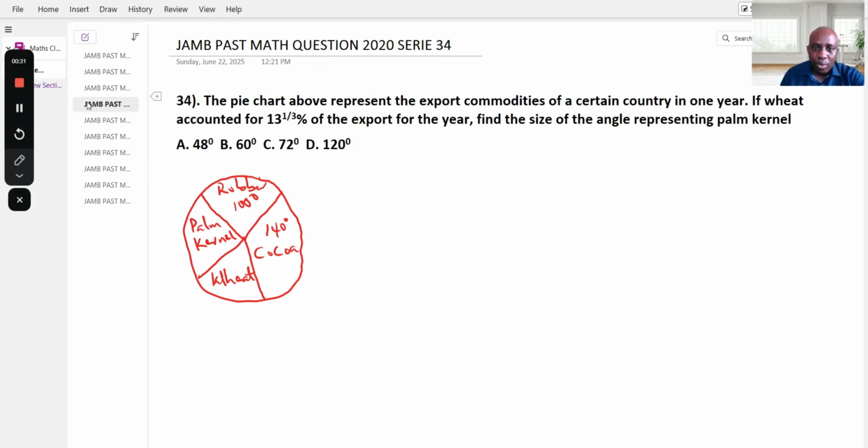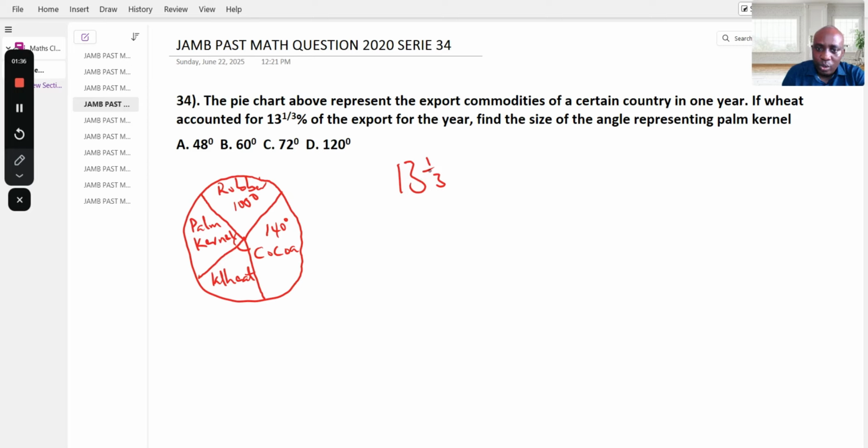The pie chart above represents the export commodity of a certain country in 1 year. If wheat accounted for 13 1 over 3 percent of the export for the year, find the size of the angle representing palm kernel. The question said that the wheat accounted for 13 1 over 3 percent of the whole export. The total of the degrees in this circle is 360. Since the wheat accounted for 13 1 over 3, we are going to do what? We use it to know the number of degrees that the wheat has.